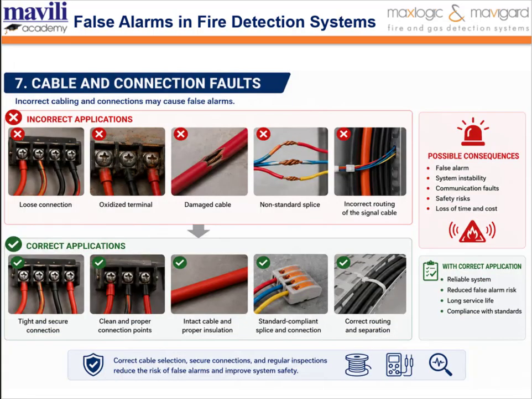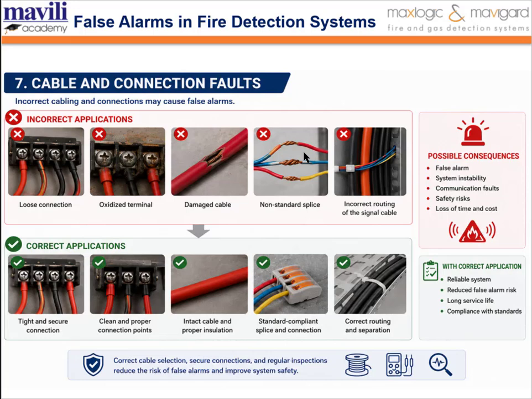And the other one is cable and connection faults. Another significant cause of false alarms is this. Loose terminal connections, oxidized terminals, damaged cables, insulation problems, or splices not made according to standards can cause signal changes in the system, leading to false alarm information from detectors or modules.